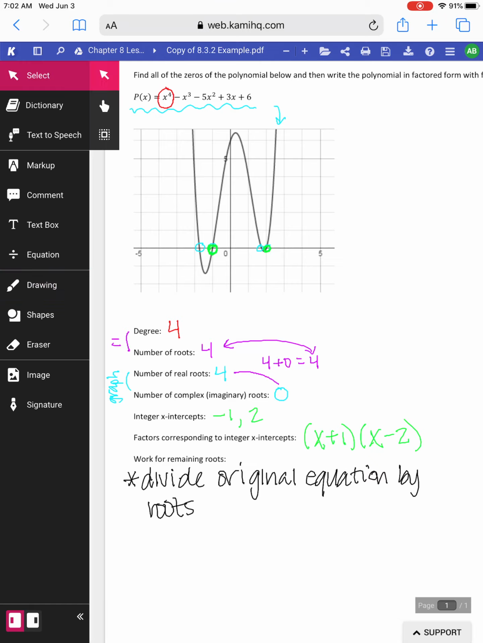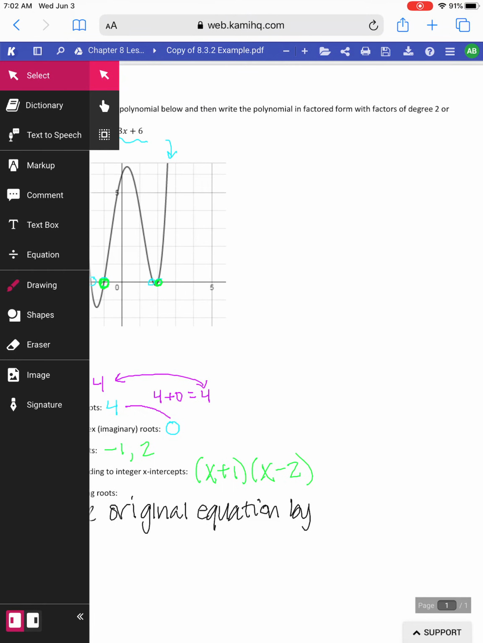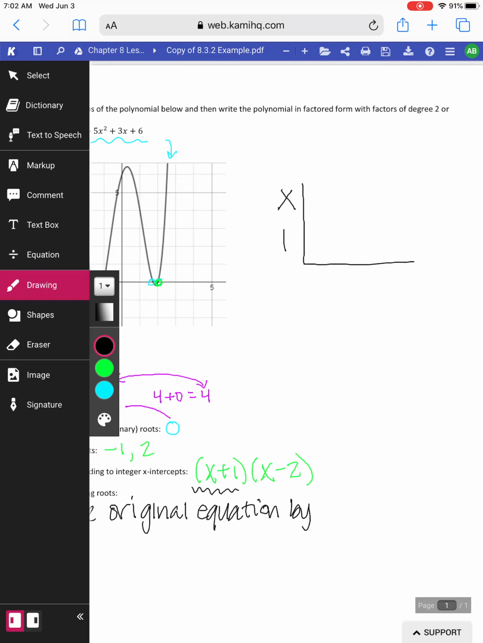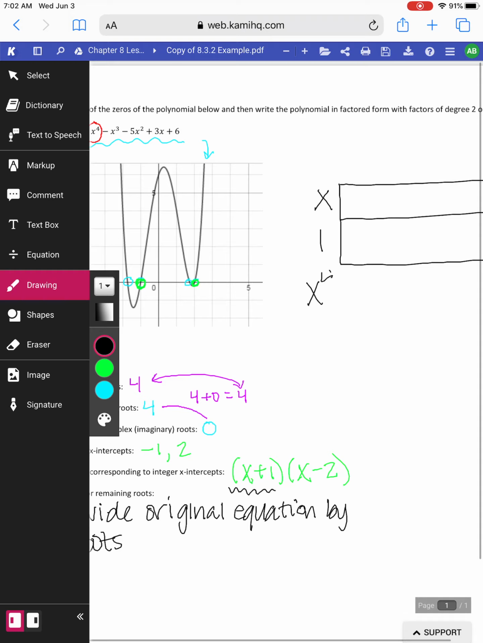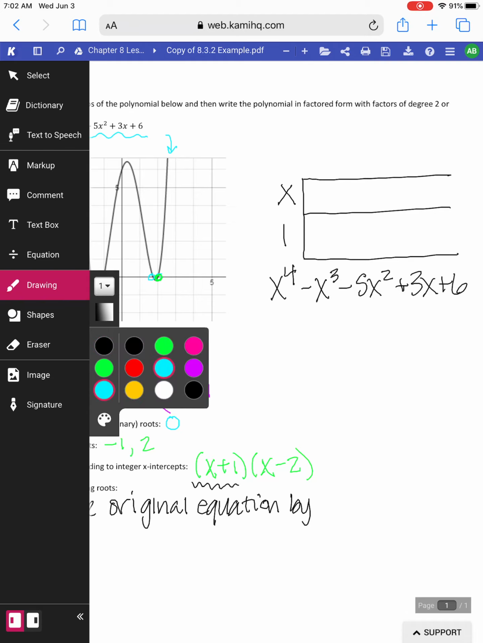Okay, so I'm going to use as much space here as I can, so I'm going to scroll over. It doesn't matter which root you start with, so let's just go ahead for this one. Let's start with the x plus 1. So we have x plus 1, and then hopefully I have enough space here. We are going to stick our original polynomial underneath there, so we have x to the fourth minus x cubed minus 5x squared plus 3x plus 6.